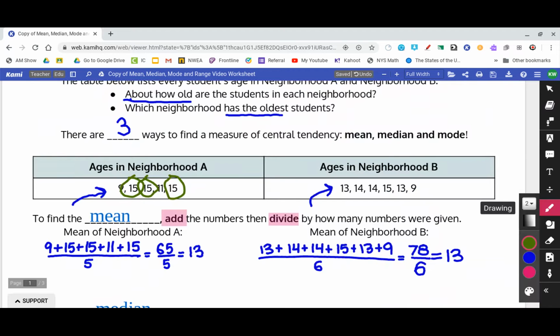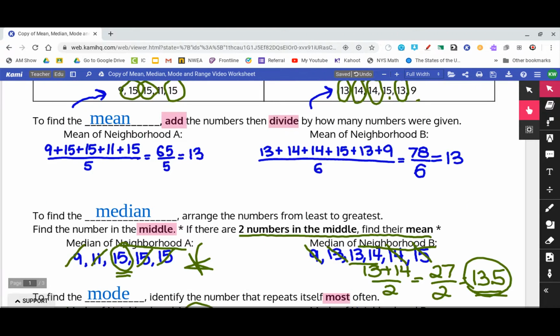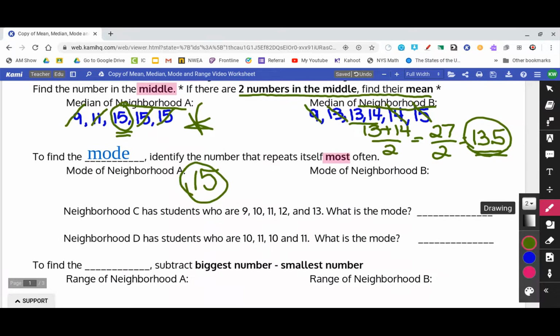Let's take a look. So there's two 13s and there's two 14s, one 15, one 9. So it looks like 13 and 14 repeat themselves the most. Now they repeat themselves the same amount of times. So in this case, there's two modes. The modes are 13 and 14. They repeated themselves the same amount of times, and they repeated themselves more than the other numbers available. And if there's two modes, we call the data bimodal.